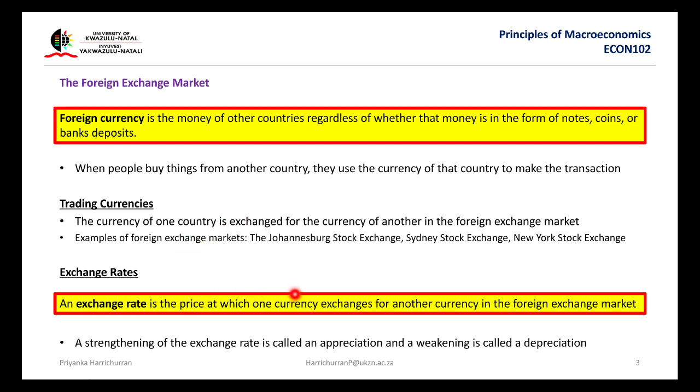Now, exchange rate. An exchange rate is a price at which one country's currency is exchanged for another country's currency in a foreign exchange market, right? So for example, a dollar now is about 19 rand. That means you have to pay 19 rand for $1. Now, a strengthening of the exchange rate is called appreciation, right? So, a strengthening, always think of something good, it's called appreciation. When it goes down, the weakening of the exchange rate, it's called depreciation, right?